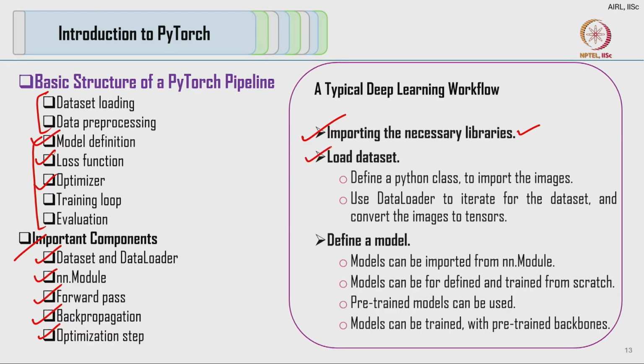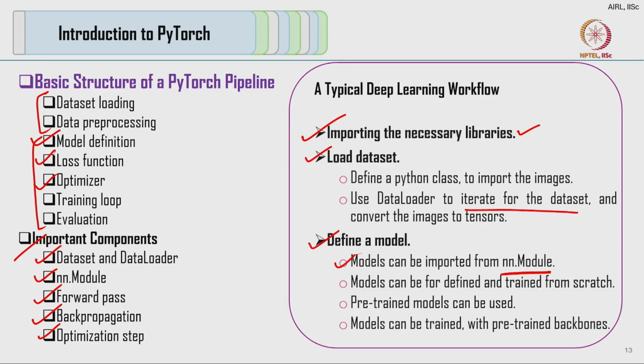The second part is loading the dataset. Essentially loading the dataset is trying to define the train and test set, import it, and then use the data loader to iterate over the whole dataset, right. And then it is to define the model, essentially build the model using the nn.Module functionality, right.